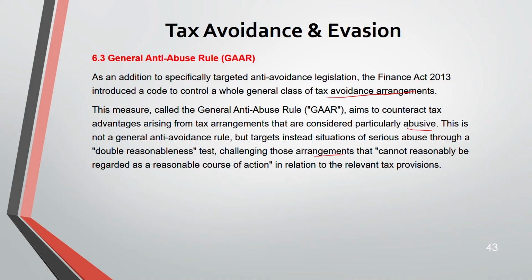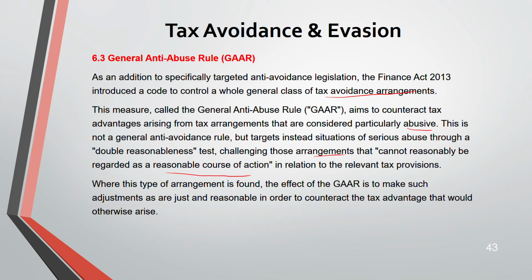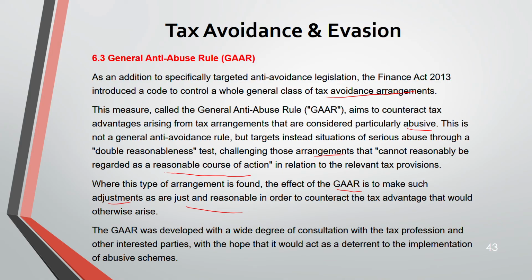They are saying that this action is not regarded as a reasonable course of action. If it is a reasonable course of action, no issue for you, no problem. If it is not reasonable, then the issue comes. Then the effect is to make adjustments that are just and reasonable. That means whatever advantages you are getting under the scheme will now be taken away from you, counteracted. This was developed with a wide degree of consultation with the tax profession and other interested parties. Their main aim is to deter the implementation of abusive schemes. They want you to avoid these abusive schemes.